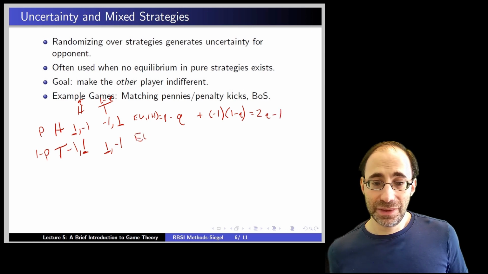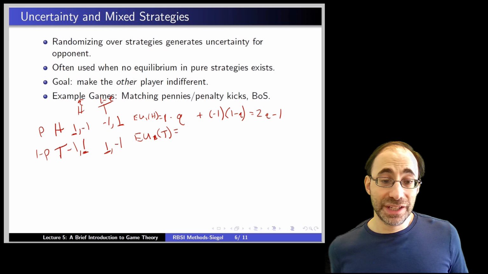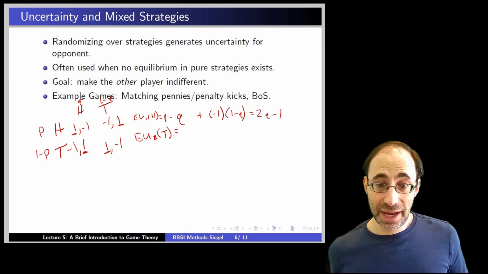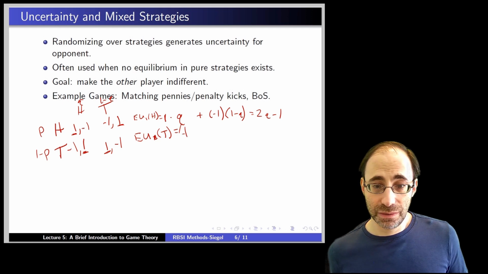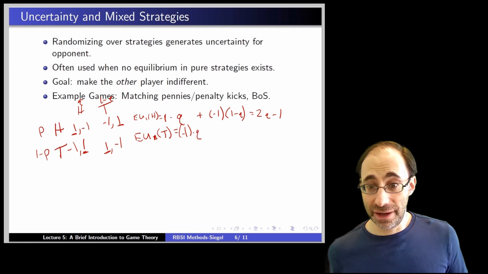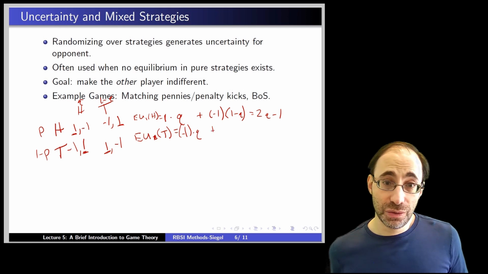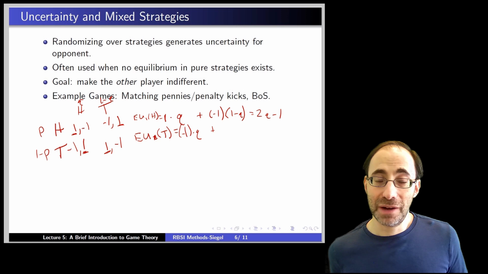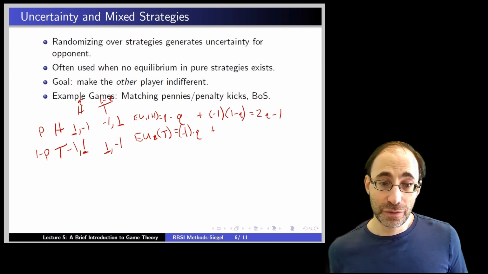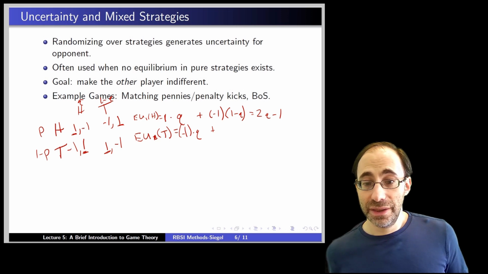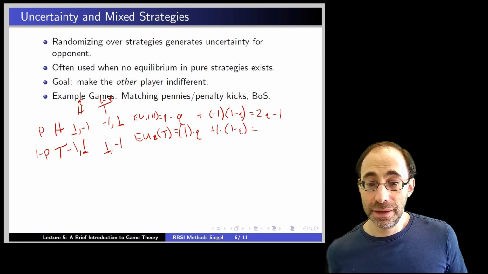Now we do the exact same thing for player 1 to play tails. Now, player 1 gets a negative 1 whenever player 2 plays heads. That happens Q proportion of the time. And player 1 gets a payoff of 1 for playing tails whenever player 2 plays tails. That happens with a 1 minus Q portion of the time. We can simplify this, and we get 1 minus 2Q.